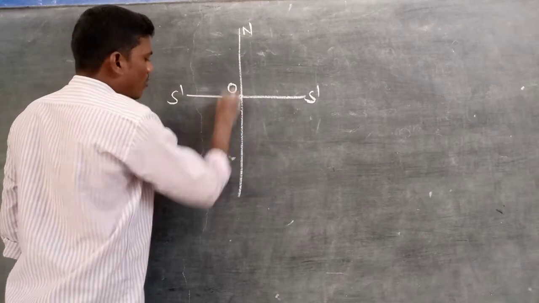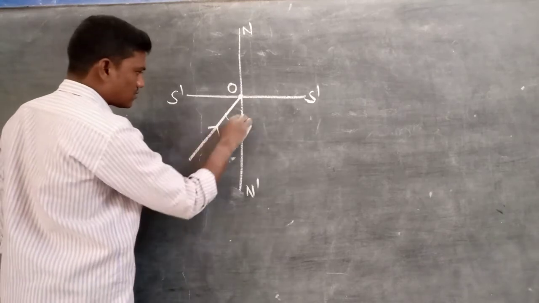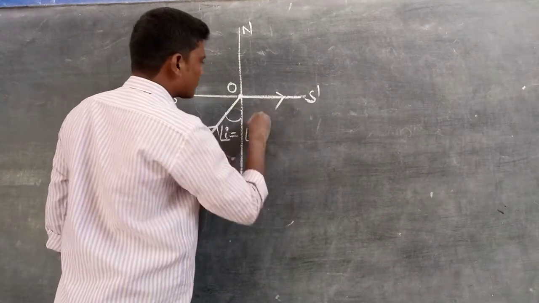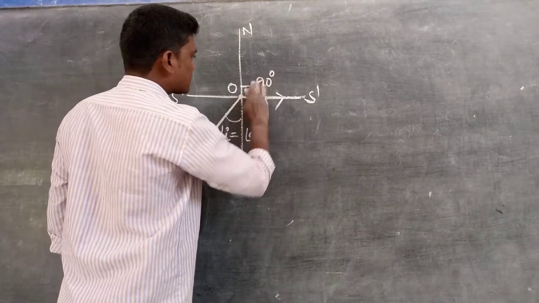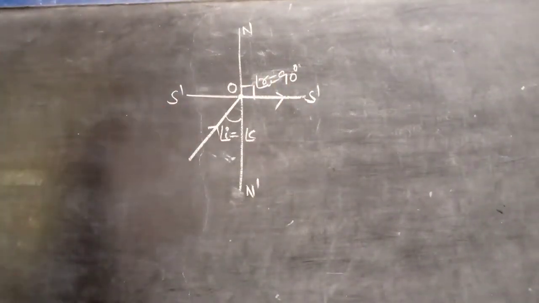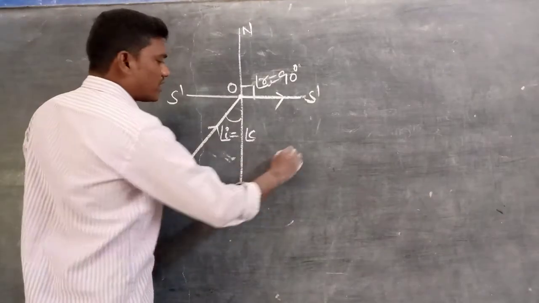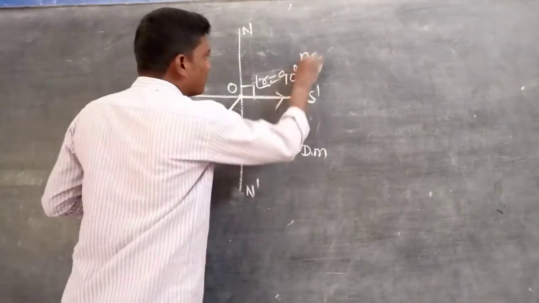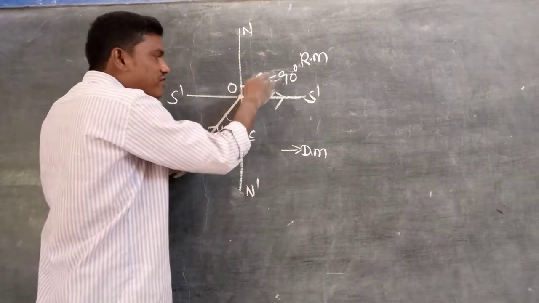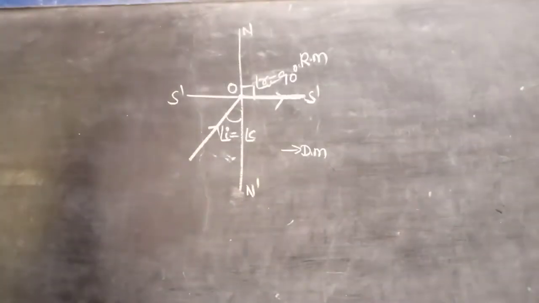N, O, N dash. Angle I is equal to angle C, and angle R is equal to 90 degrees. So you can draw this diagram after writing the definition of the critical angle. Light travels from denser medium to rarer medium at a particular angle of incidence in the denser medium. The angle of refraction becomes 90 degrees and the refracted ray grazes the refracting surface.